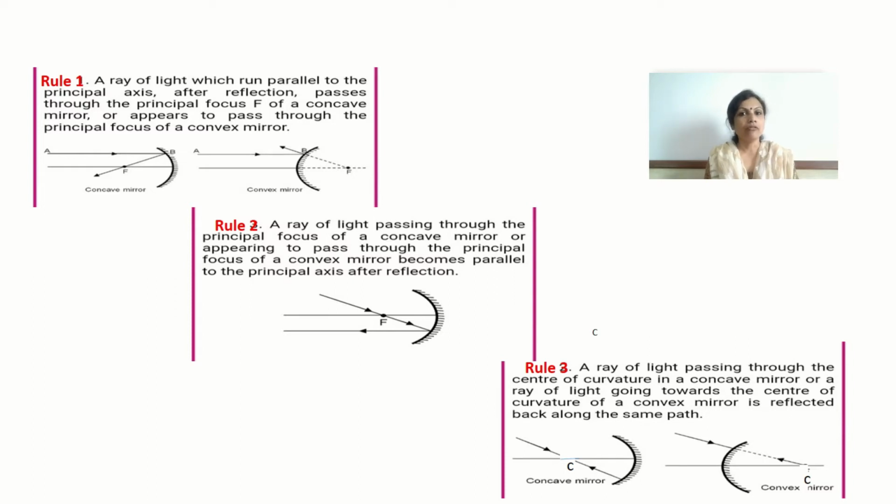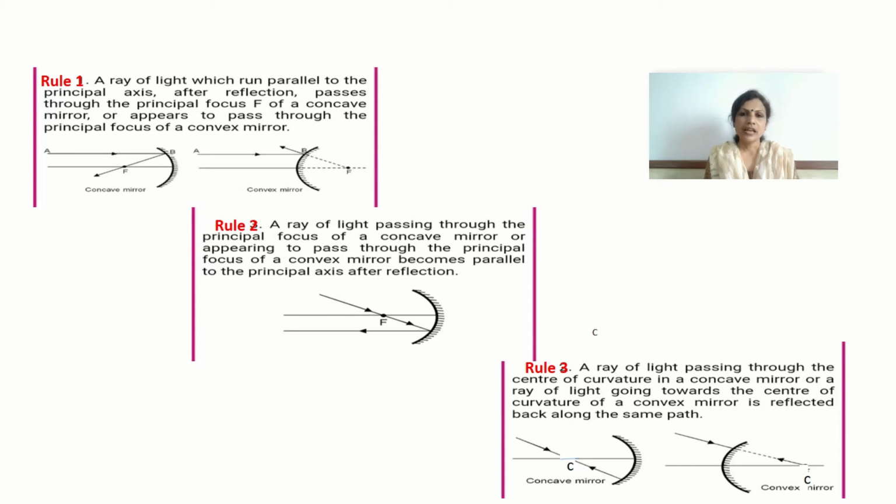But for the convex spherical mirror, if the ray of light is incident parallel to principal axis, after reflection it diverges, but it appears as if it is coming from the focus which is on the other side of reflecting surface. Rule number 2, when you take a ray of light which passes through focus F, after reflection, this ray of light will always be parallel to principal axis.